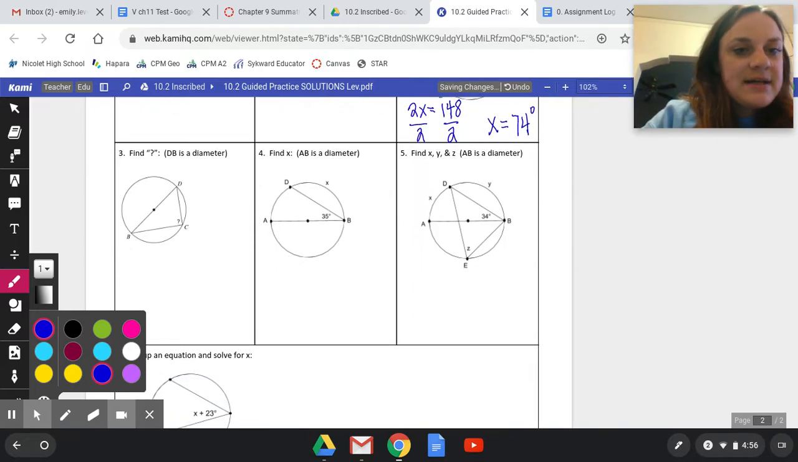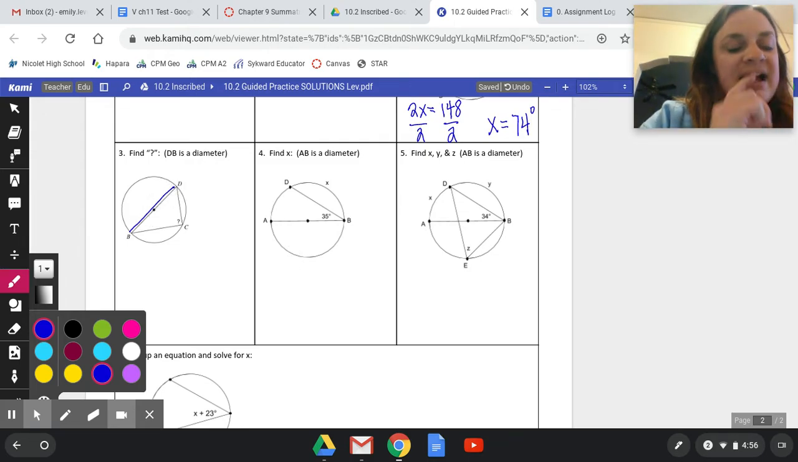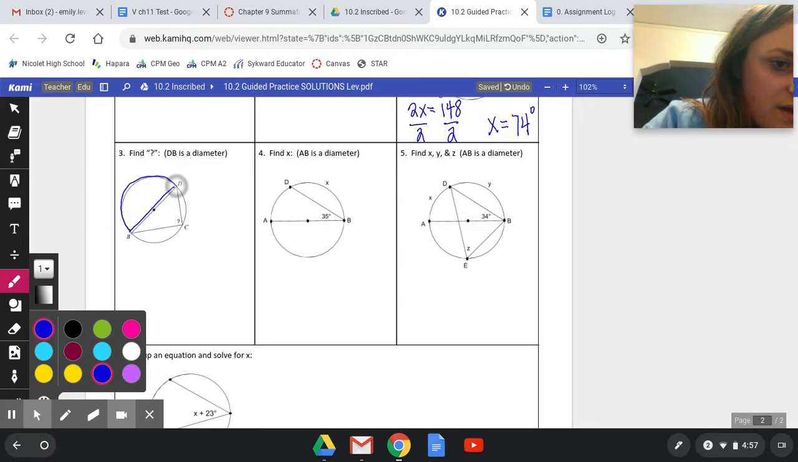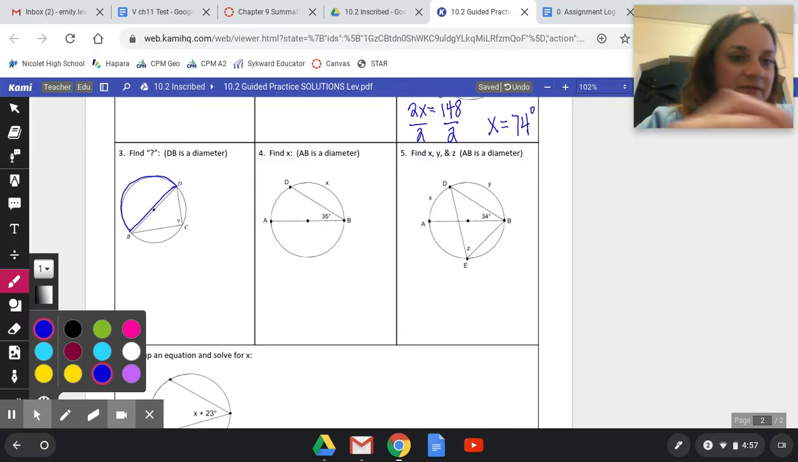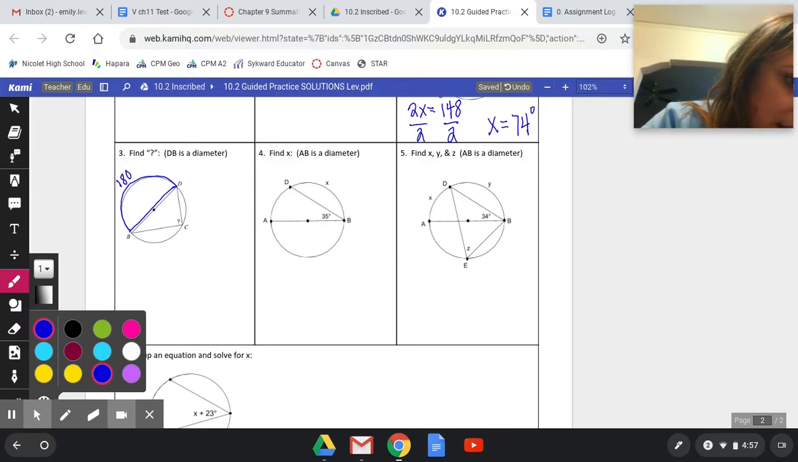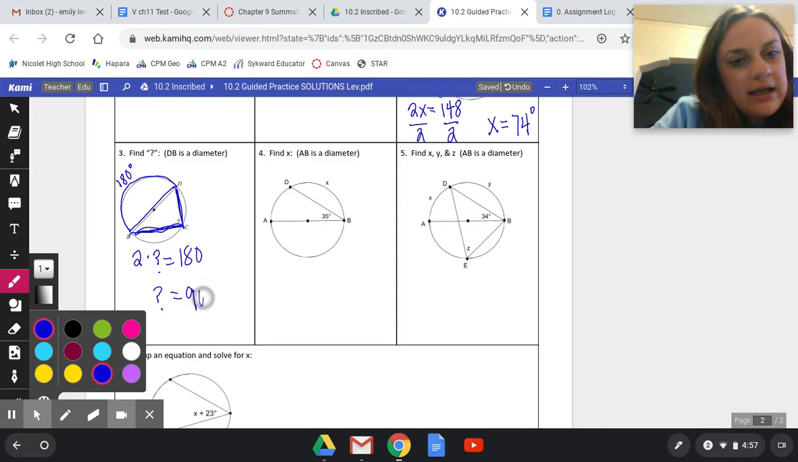Okay, next, I'm looking for the question mark. I know that BD is a diameter. Well, I know that a diameter cuts the circle in half. So if this is half the circle and a full circle is 360, half of that is 180. So this intercepted arc is 180 degrees, and then my inscribed angle is half of that. So 2 times my question mark is equal to 180. Divide both sides by 2. My question mark is equal to 90 degrees.